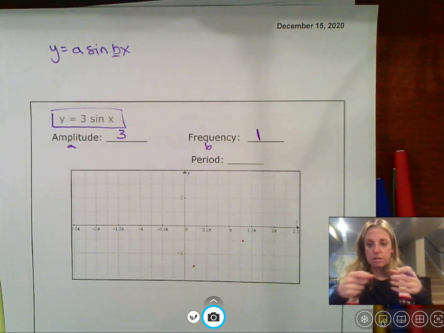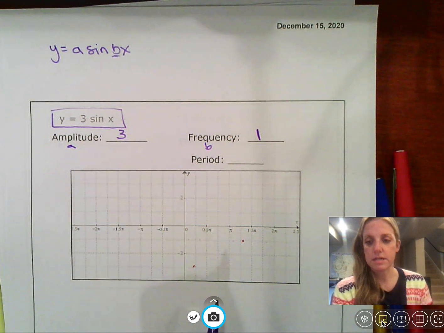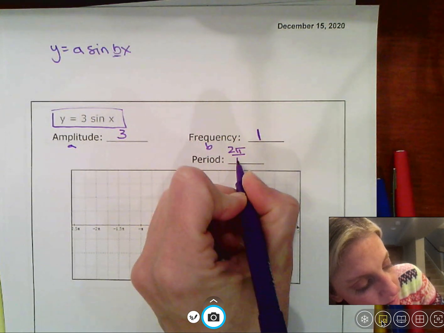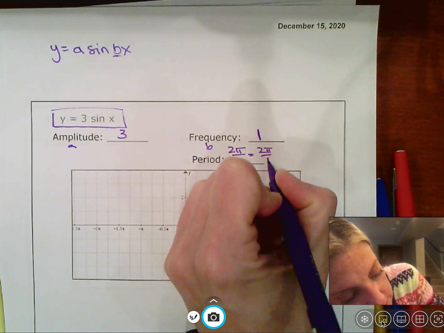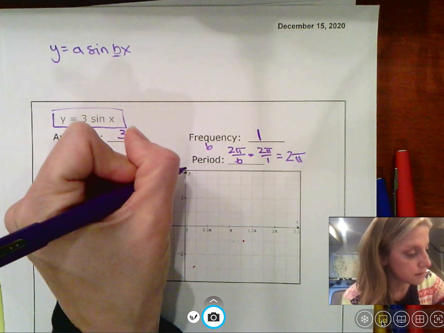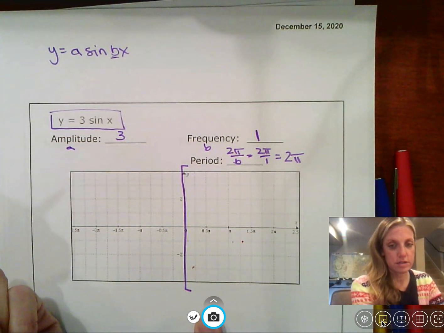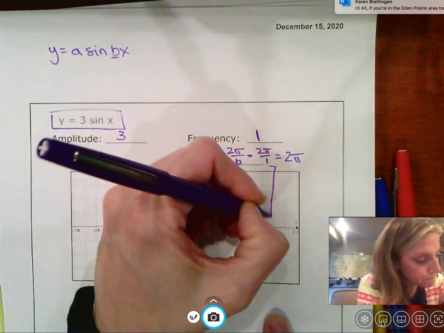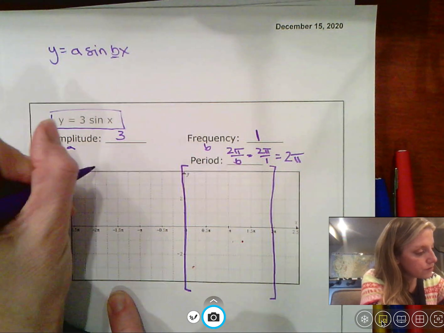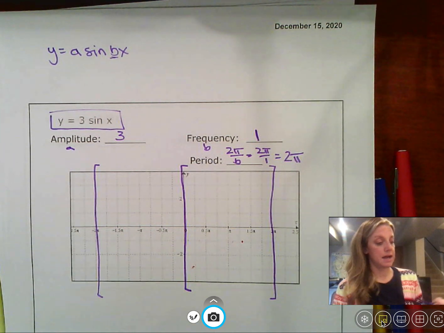So that tells me this one, the accordion is stretched out to normal, because remember the frequency is how many cycles in 2 pi? This will just be 1. So to find that period, you do 2 pi divided by b. So it's 2 pi divided by 1. So that tells me it's going to take 2 pi to get 1 full cycle in. That's nice. If you wanted to draw in the walls right now while you're thinking of it, go for it. It starts at the y-axis, and it's going to go out to 2 pi. All right? And then I would do a second cycle in the other direction from negative 2 pi to 0.